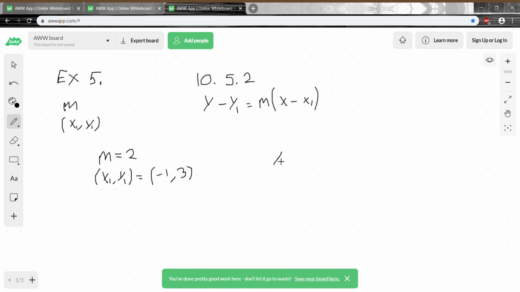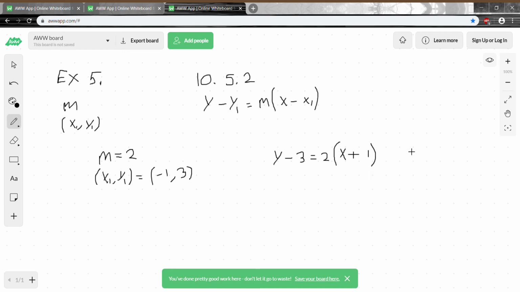So our y1 is 3. Can you guys see that? Our y1 term is 3 over here, so we're going to have y minus 3 is equal to the number 2, which is our m, our slope, multiplied by the quantity x, which is a variable, minus x1. x1 is a negative 1, so if we're subtracting a negative 1, it's going to become positive 1.